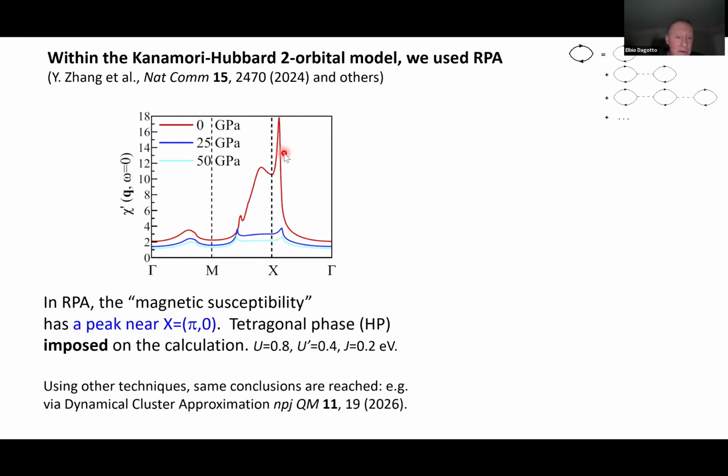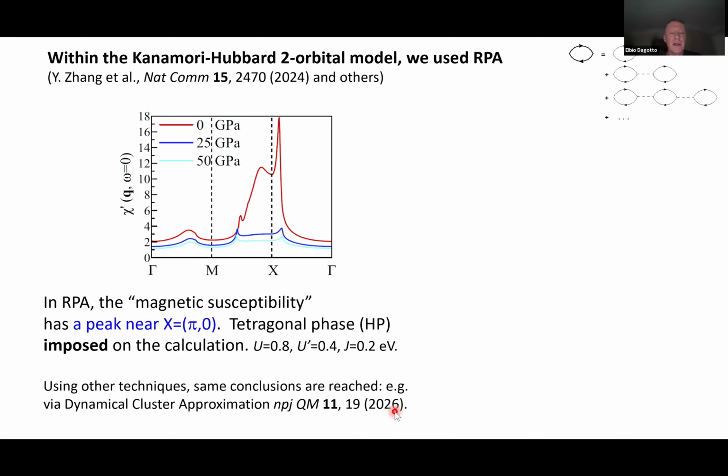Other techniques, such as the dynamical cluster approximation, in a paper from last month, reach similar conclusions. It's a totally different approach, but they reach similar conclusions. And look, the literature is vast. I don't see a lot of disagreement among the theories. This seems to be a robust result.